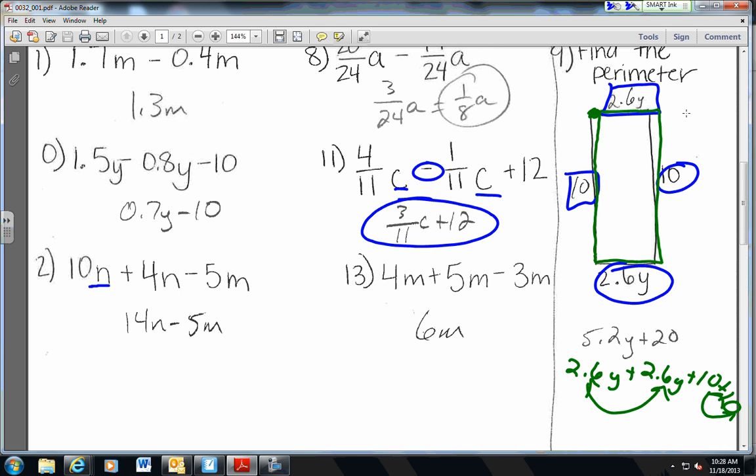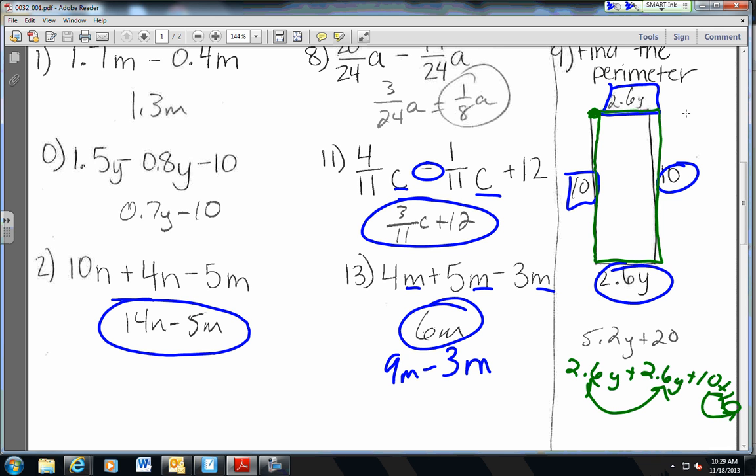Number 12, we have an N, and then an M. So different variables, so we cannot add the N's with the M. So 10N plus 4N is 14N, and then nothing we can do with the 5M, so it just stays minus 5M. And same thing here, these are all M's, so we can add and subtract all of them. So 4M plus 5M is 9M, and then 9M minus 3M would give you the 6M for number 13. Okay, now the back.